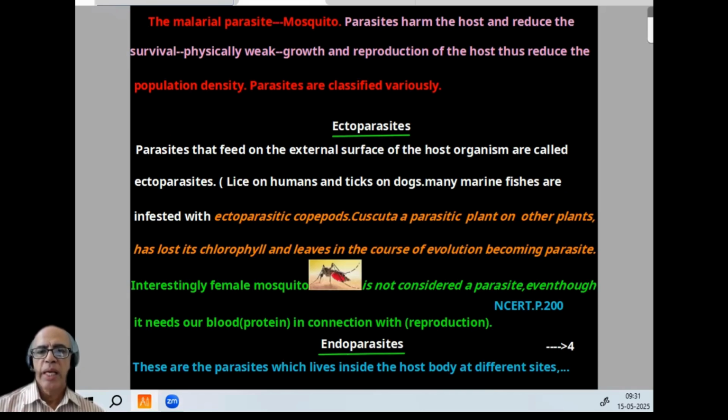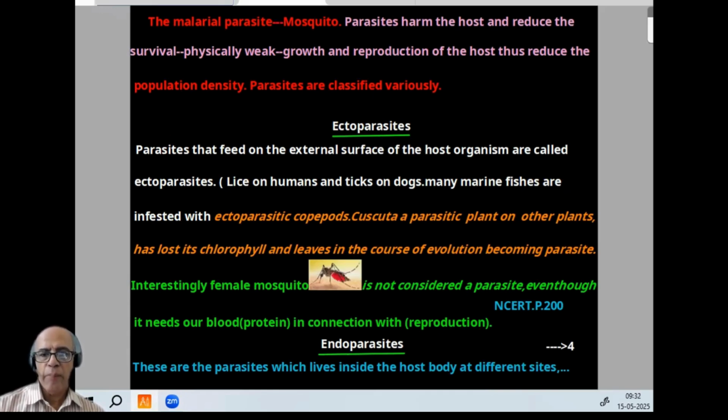NCERT-wise, there are basically 2 types: ectoparasite and endoparasite. Parasites that feed on the external surface of the host organism are called ectoparasites. Typical examples are lice on humans and ticks on dogs. Many marine fishes are infested with ectoparasitic copepods, as NCERT gives as an example. Cuscuta is a parasitic plant on other plants, and it has lost its chlorophyll and leaves in the course of evolution to become a parasite.